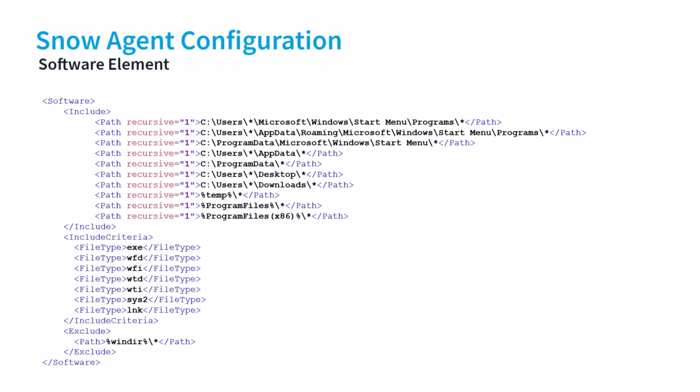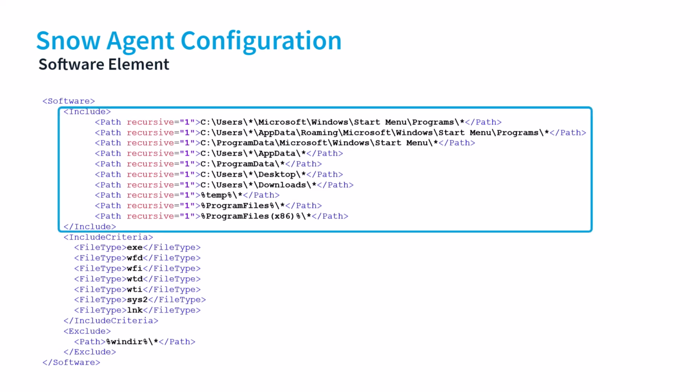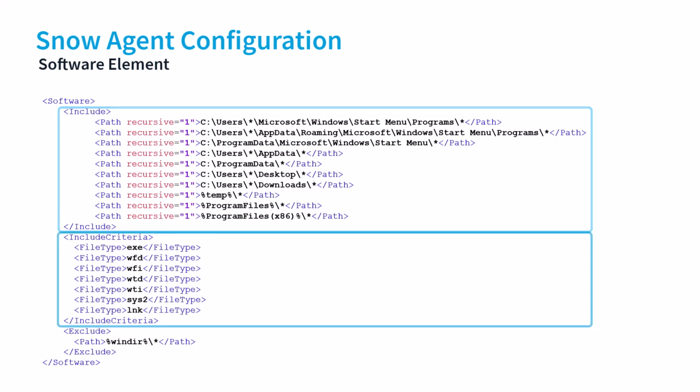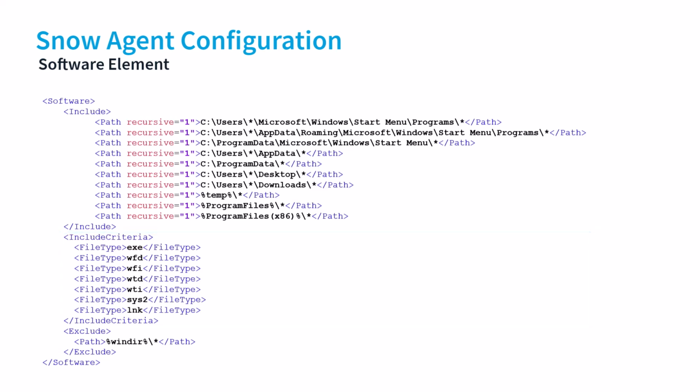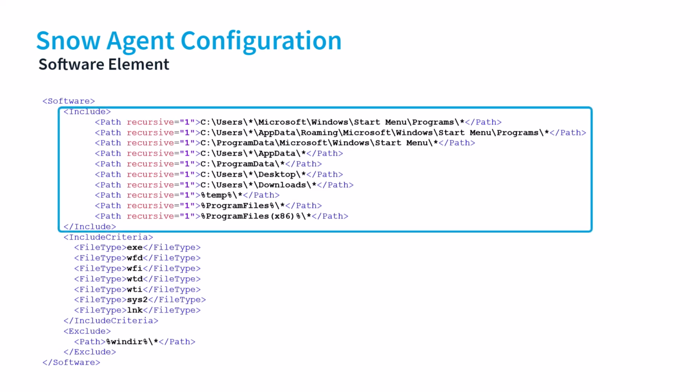The software element contains all the file locations that the inventory agent will scan and what file types the agent should include in the scan result. In the configuration template for Windows agents shown here, you will see that the program files folders are included and also all user desktops, start menus, and a few other places.